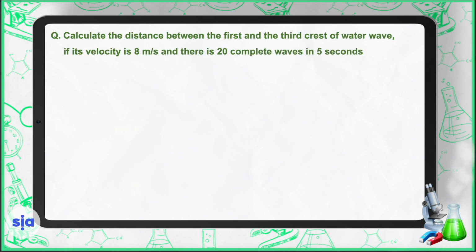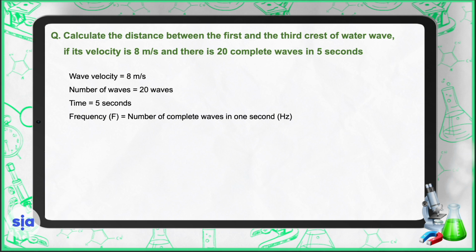Now calculate the distance between the first and the third crest of a water wave if its velocity is 8 meters per second and there are 20 complete waves in 5 seconds. The wave velocity equals 8 meters per second. The number of waves equals 20 waves and the time is equal to 5 seconds.